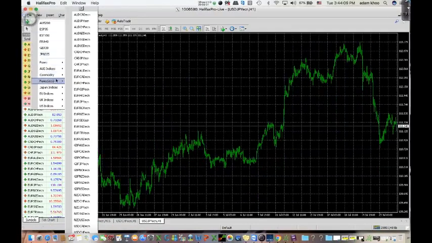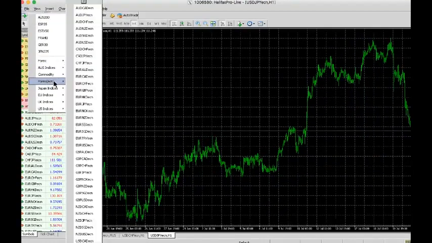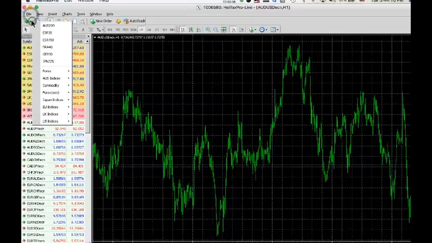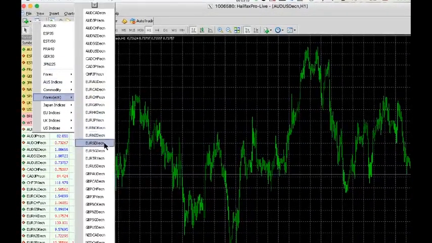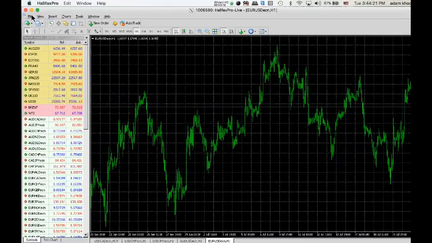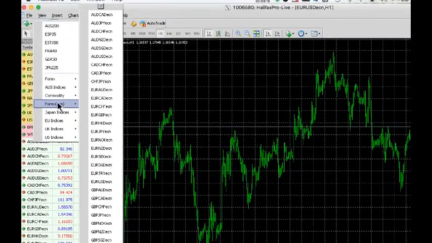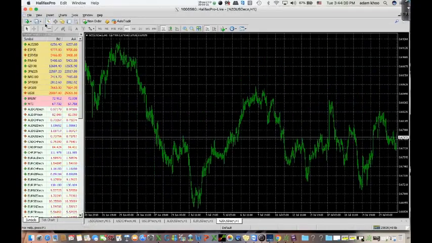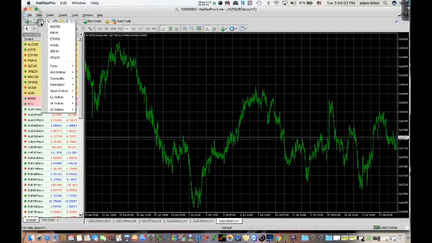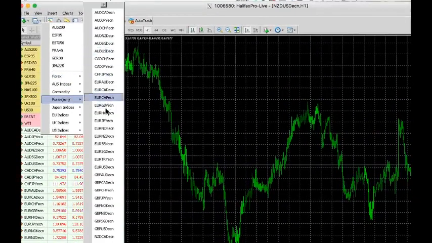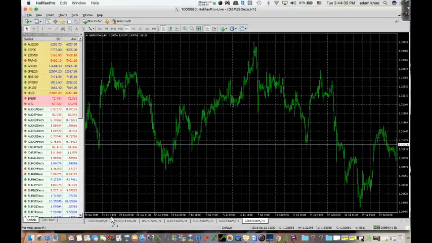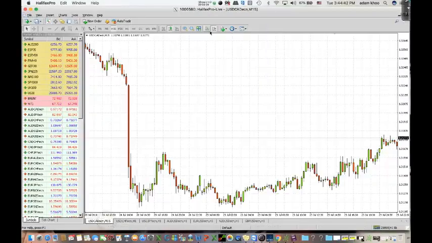Euro USD, well, I can put in Aussie dollar first, Aussie dollar, new chart, Euro USD, New Zealand dollar. So notice I'm choosing all the dollar pairs, right? All the dollar pairs. Okay, there you go. First I got dollar Canadian.